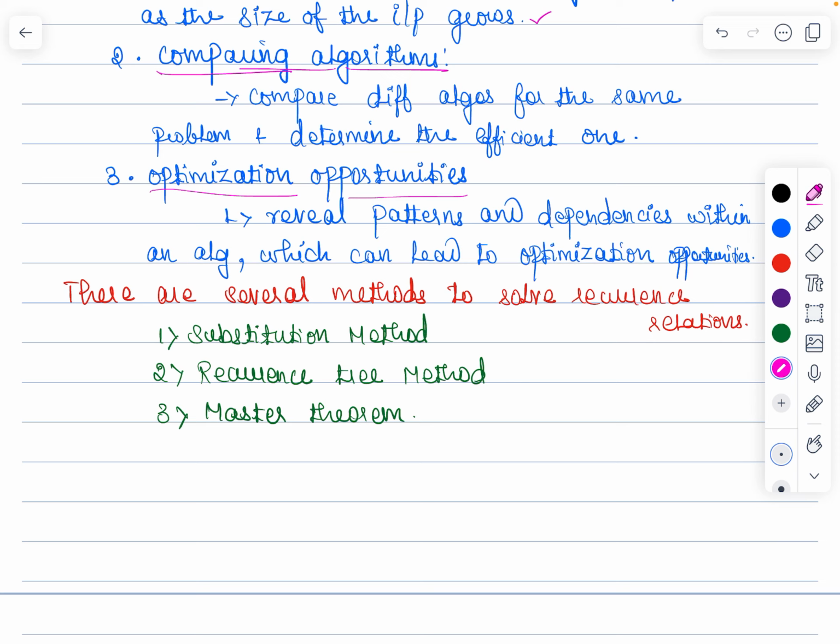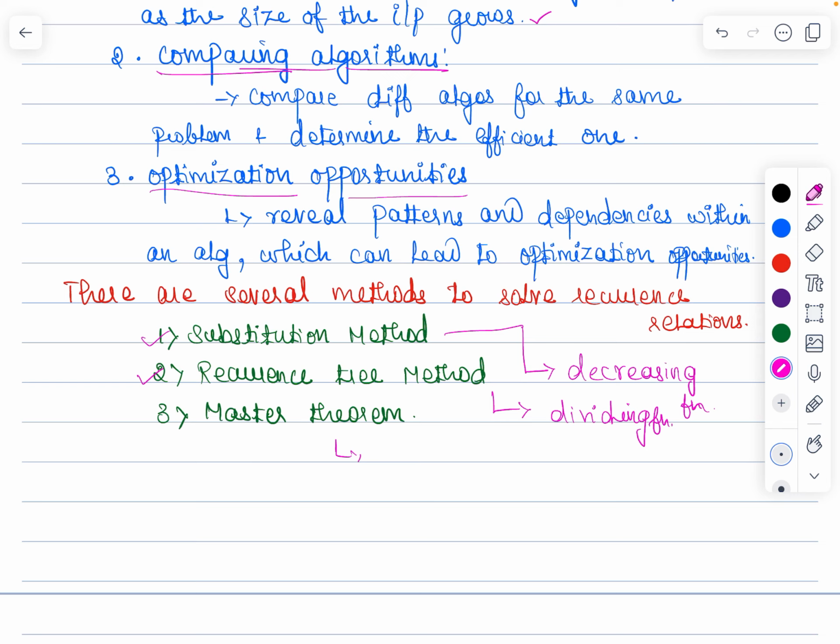For instance, this substitution method would work effectively on recurrence relations where a decreasing function is involved. I will discuss later what exactly the decreasing function and the dividing function are. So, this would work effectively on the recurrence relation where the decreasing function is involved, and the second method is the recurrence tree method. This method works effectively on recurrence relations where a dividing function is involved. And Master's theorem is one of the easiest methods.